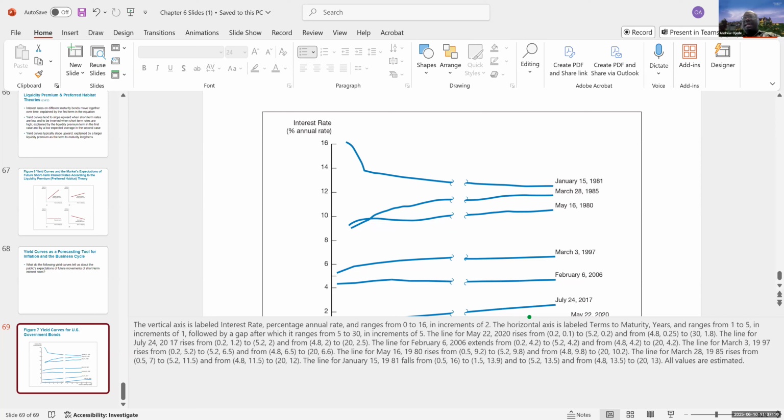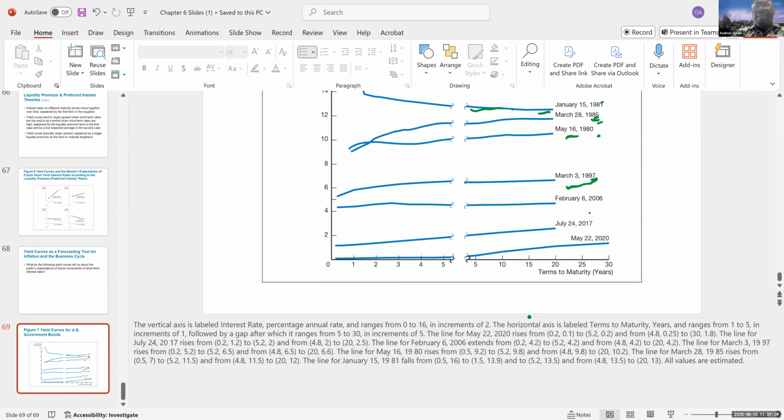In fact, we can count the number of times that ever happened in the history of the US stock market and bond market. Like you see, when we woke up on January 15, 1981, the yield curve was flat, meaning that short-term bond interest rates were identical to the long-term bond rates. And then again on March 28, 1985, and then on March 16, 1980, March 3rd, 1997, and February 6, 2006. Well, these ones are relatively upward sloping already anyway, but they still look a little bit flat.